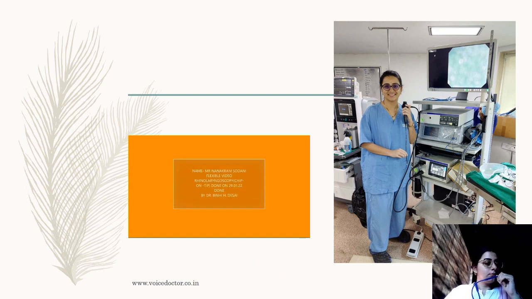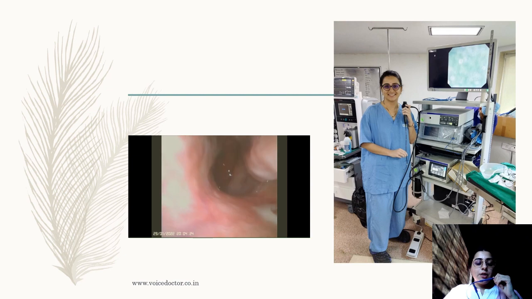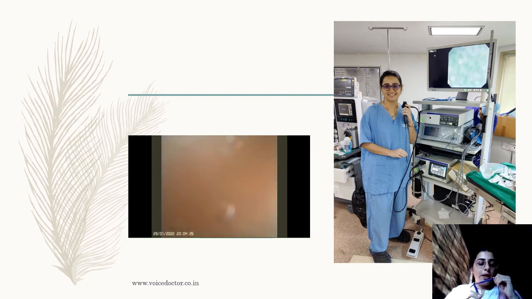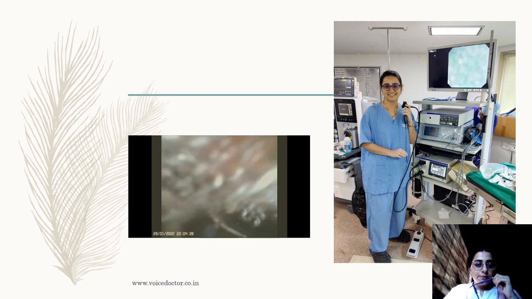So on the right side, you can see me holding the scope. We have the best Olympus flexible and rigid system available with us. So this is a video of what we will be able to see. This is the behind of the nose, which is the nasopharynx.